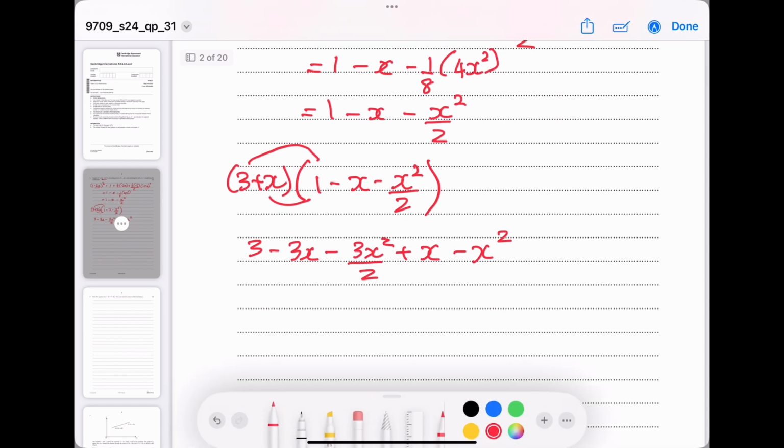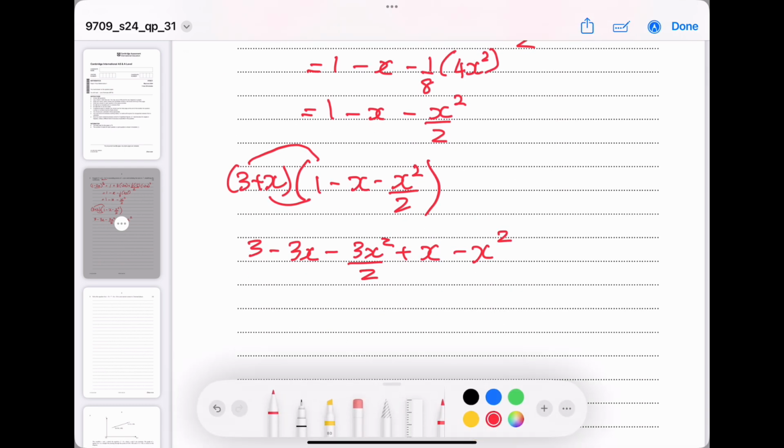So now we just need to join like terms. So we get 3 minus 2x minus 5x squared over 2.